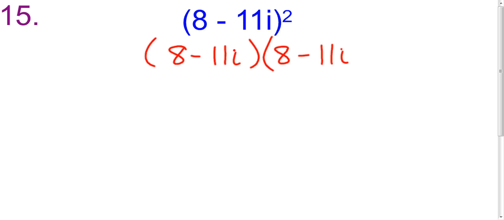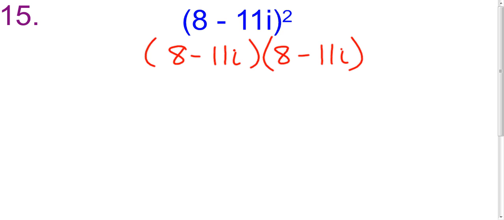In the next one, a very common mistake would be to take the 8 and square it, and to take the negative 11i and square it. But remember that when you have something that's squared, it really means to multiply it by itself. So you need to take 8 minus 11i times 8 minus 11i. You need to multiply it by itself when you're squaring it.